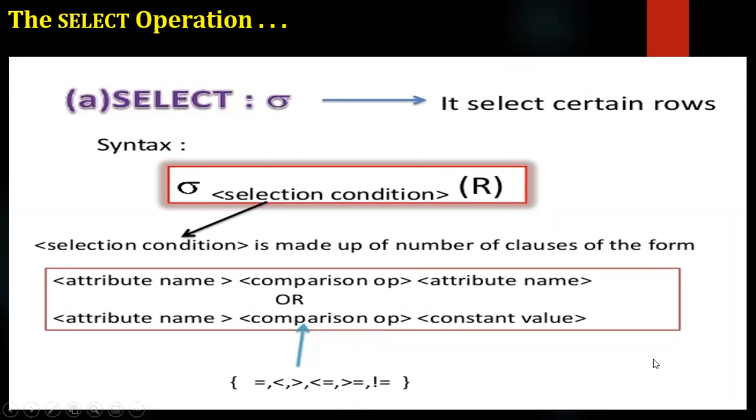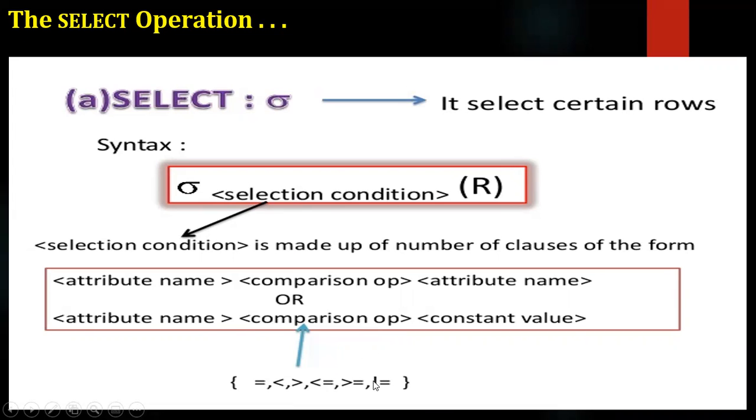So now, as we discussed, select will select certain rows which satisfy the condition, that is the selection condition, and the operators which we need to use in the selection condition are some comparison operators, like we can use equal, less than, greater than, less than or equal to, greater than or equal to, or not equal to.